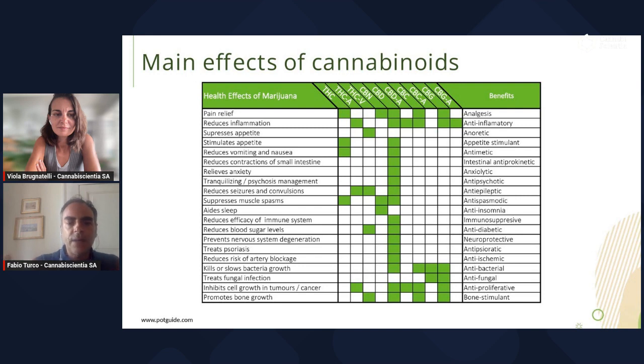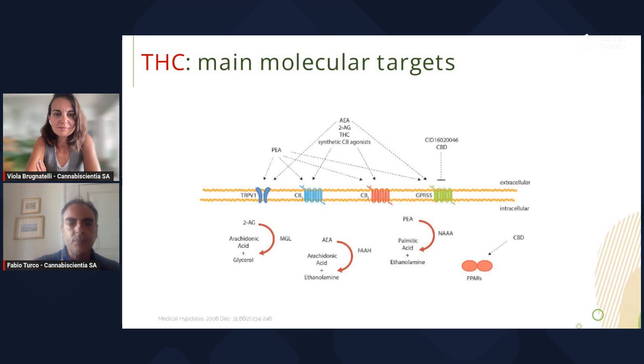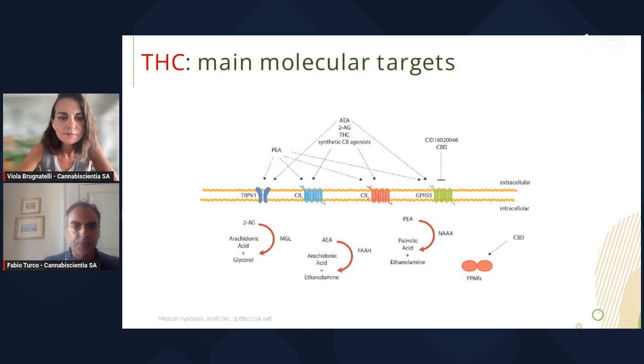Now let's see what are the effects exerted specifically by THC. THC is a partial agonist of the cannabinoid receptors CB1 and CB2. The action on the CB1 receptors, which are localized mainly in the central nervous system, is responsible for the psychoactive effects of THC, as they can help to modulate pain sensation, mood, appetite, and other functions.